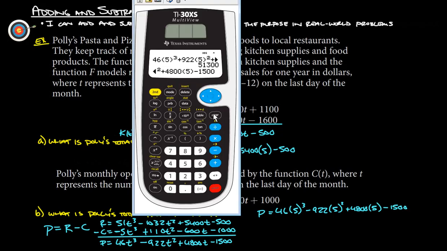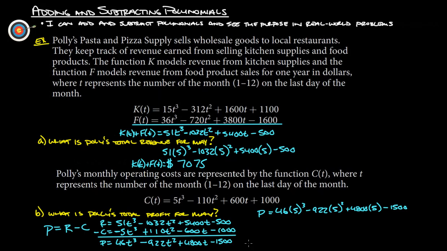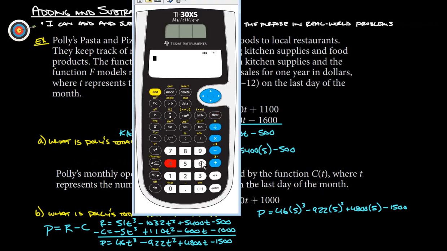Okay, so then we can stick that into our calculator. Let's get rid of everything else that we had in there. So we get 46, and I'll just do this with parentheses to show that it works just the same. 5 to the third. Make sure that once you're done with your power, you push the right arrow button. Otherwise, it's going to keep typing up in the power, and it's going to mess everything up. So minus 922 times 5 squared, plus 4800 times 5 minus 1500.